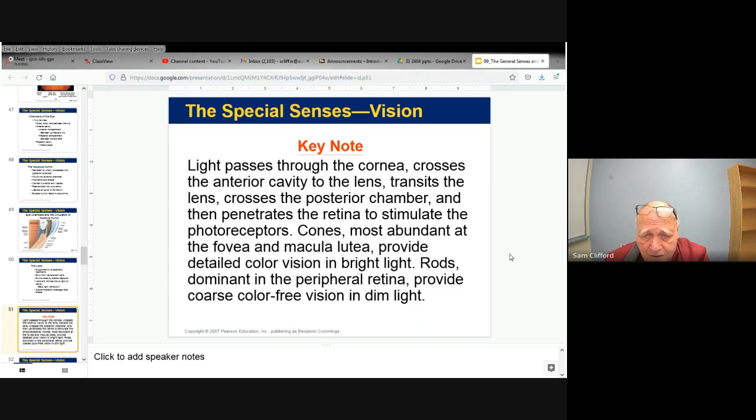So light passes through the cornea, goes through the anterior cavity, the posterior chamber, and then stimulates the photoreceptors. So I said cones are most numerous in the fovea, and in bright light provide detailed color vision. Rods are dominant on the periphery of the retina, and provide coarse color-free vision in dim light. But we have to have bright light for the cones to detect color.